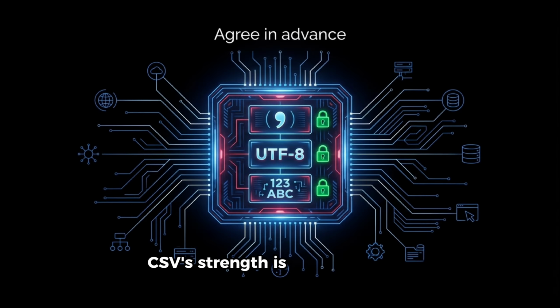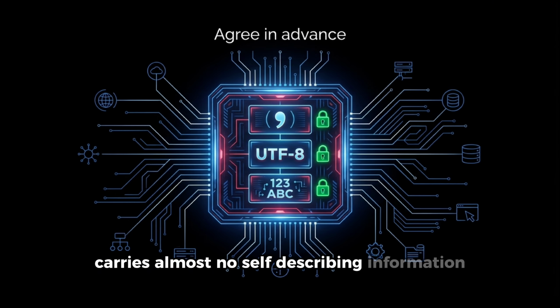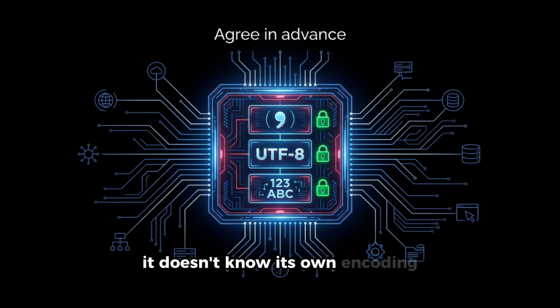CSV's strength is its universality. Every system in the world can produce one. Every system in the world can read one. That universality comes at a cost. The format carries almost no self-describing information. It doesn't know its own encoding. It doesn't know its delimiter convention. It doesn't know that SEPT2 is a gene name and not a date.